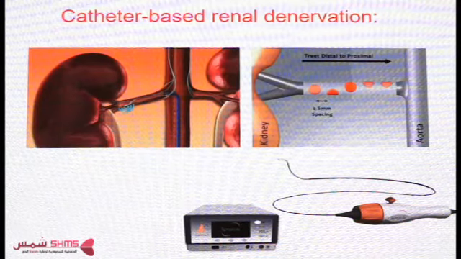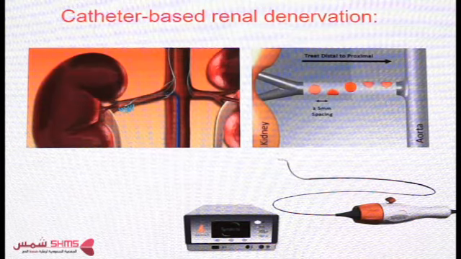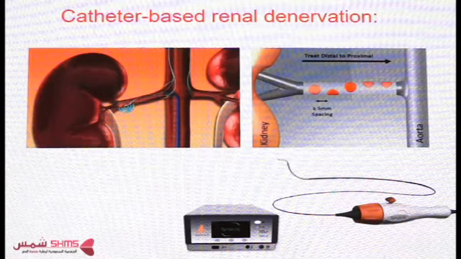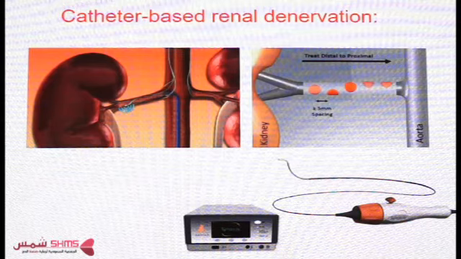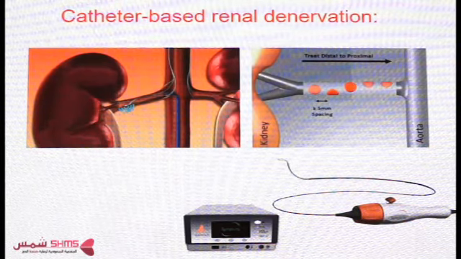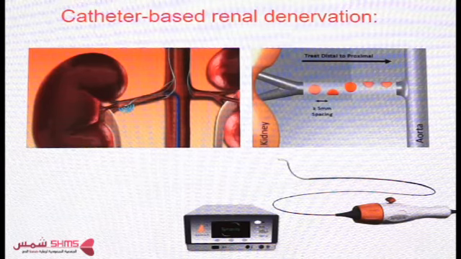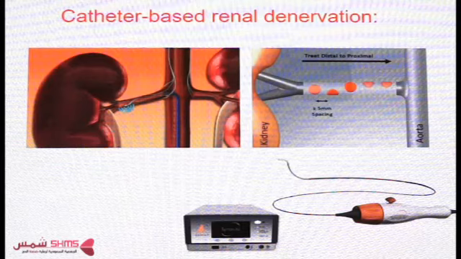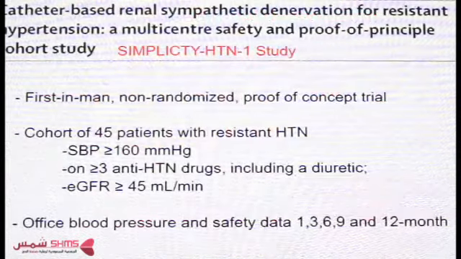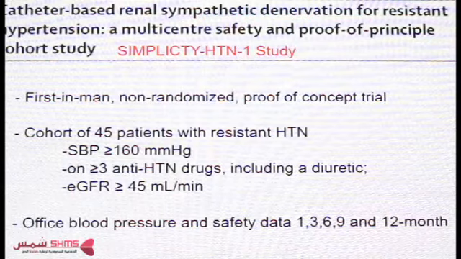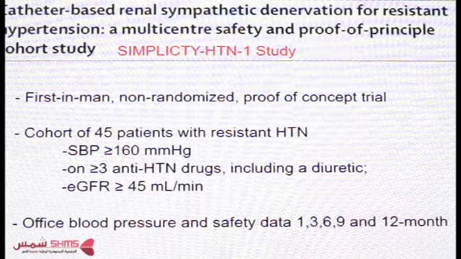This is the Ardian catheter, the first example of a radiofrequency catheter, the Simplicity Flex catheter. This catheter has a flexible tip and there is only one radiofrequency electrode on the tip. This catheter is placed in the distal main renal artery, and after 2 minutes of ablation, the catheter is pulled back 5 mm proximally and rotated 45 degrees manually to a new position, and 4 to 6 ablations are applied to each renal artery. This catheter was tested in the Simplicity HTN-1 study in 45 resistant hypertensive patients.